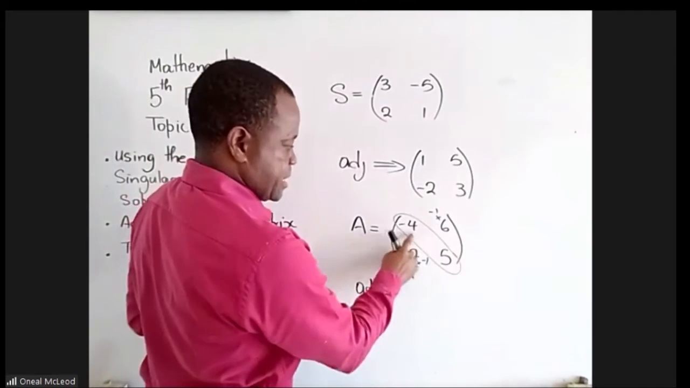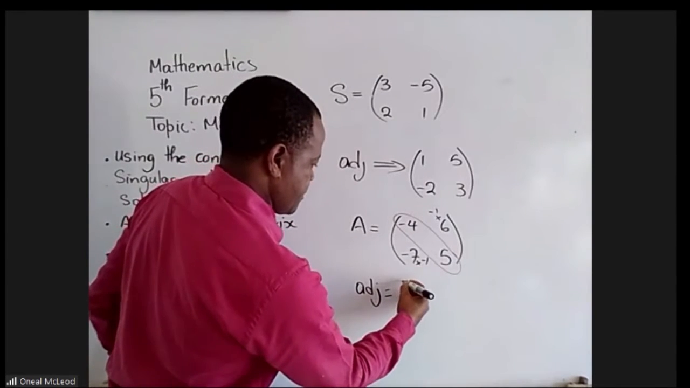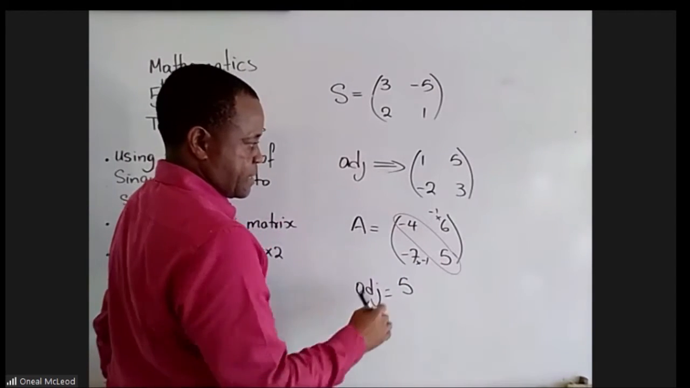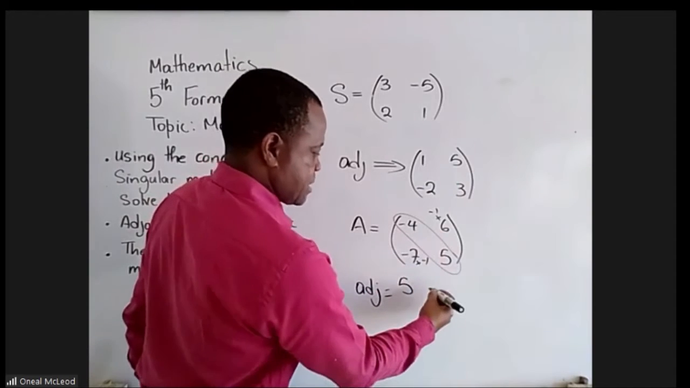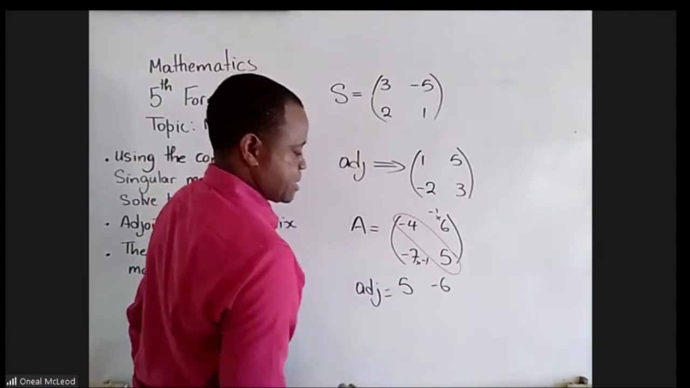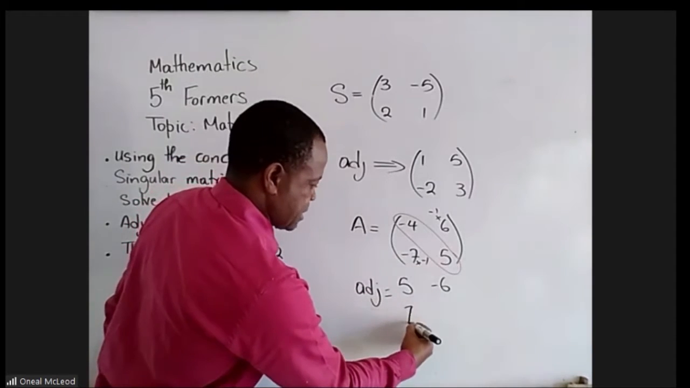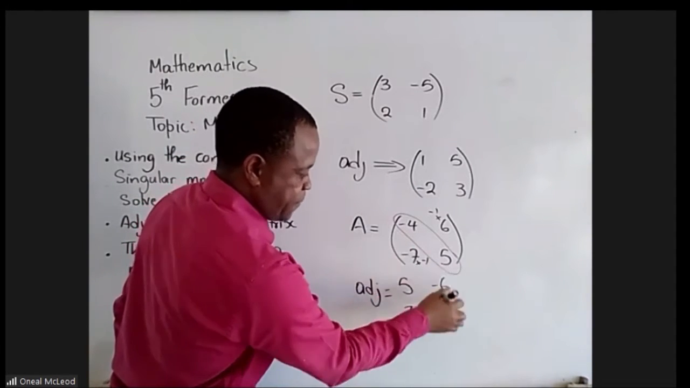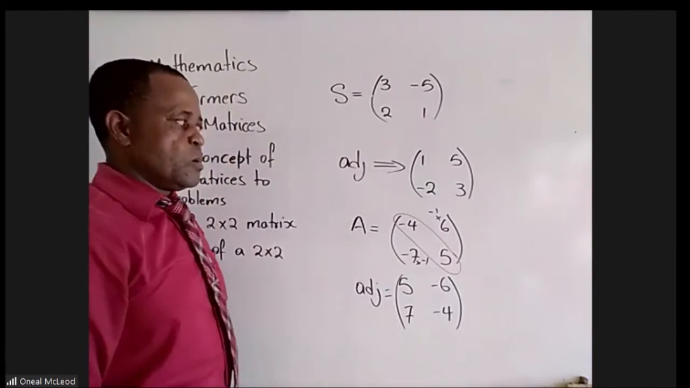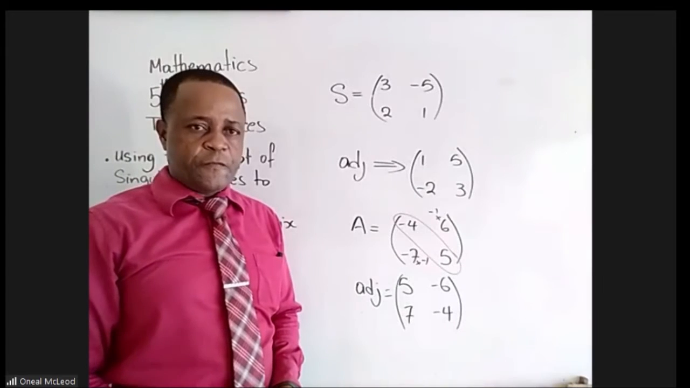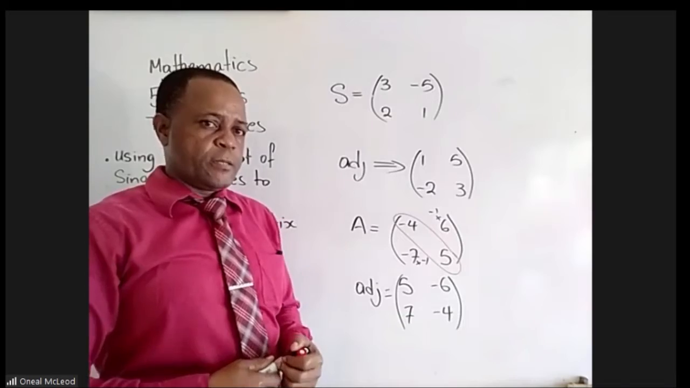So if I interchange the -4 and the 5, notice we end up with 5 here. When I multiply -1 by +6, we're going to end up with -6. -7 times -1 will give us +7. And then the -4 comes down here. So there you have it. That's now our adjoint matrix for A. Very, very simple, and I know that you're enjoying it.